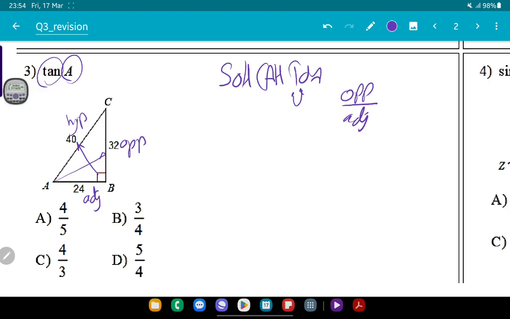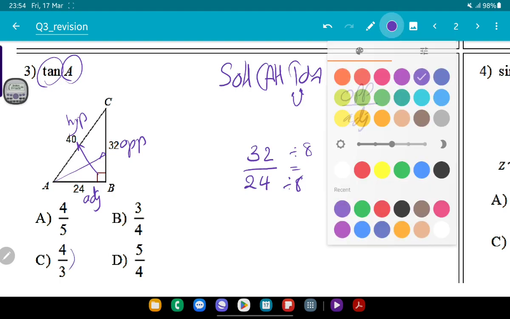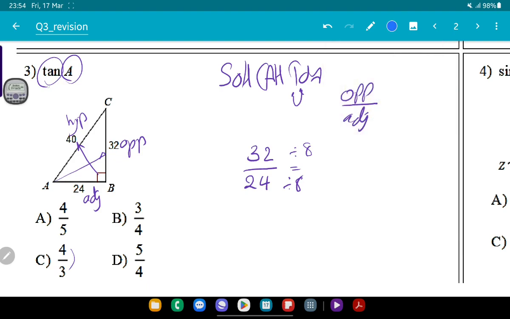So the ratio of the opposite and the adjacent for this angle is 32 over 24. When you simplify this, dividing both by 8 or using a calculator, this would be 4 over 3. But remember that the reciprocal for tan is cotan. If he asked about cotan, you take the reciprocal, 3 over 4.